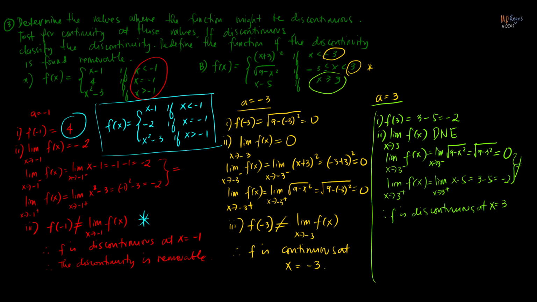Since the limit of f of x as x approaches 3 does not exist, we classify the discontinuity as essential. Discontinuity is essential. So we will not be able to redefine the function and make it continuous anymore.